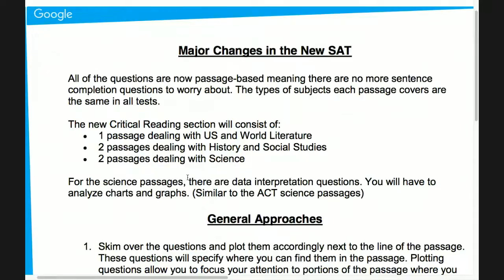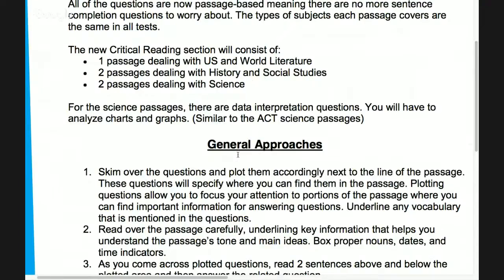For the science passages, there are data interpretation questions, and you will have to analyze charts and graphs. So basically, you don't actually need any scientific background coming into this. You'll just be reading passages about science, and you can answer questions from the passage, just as usual.